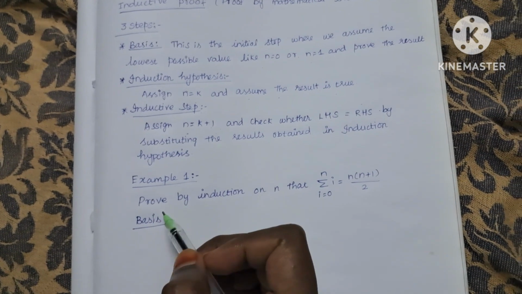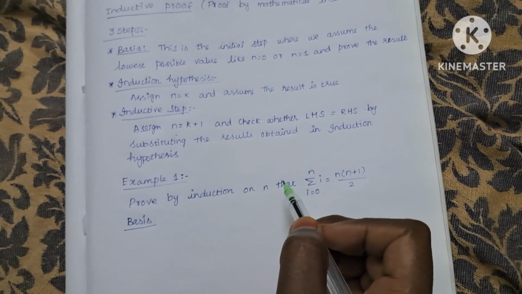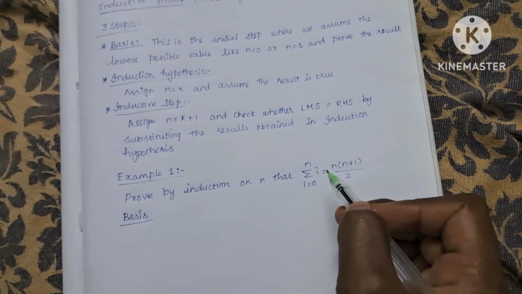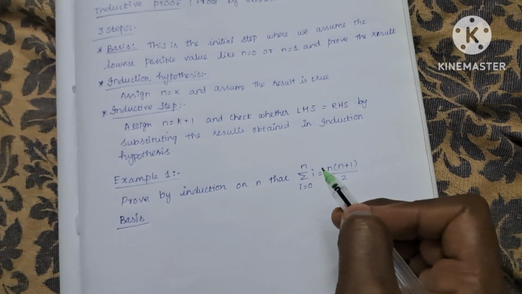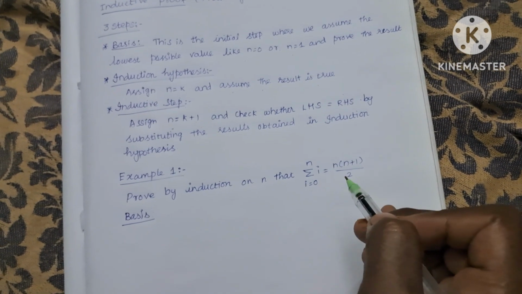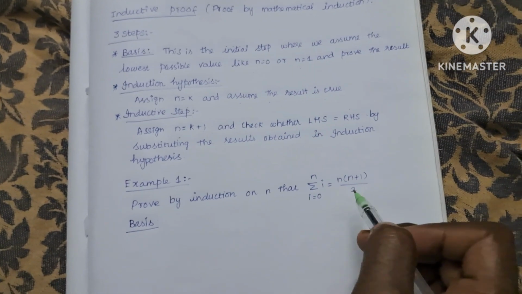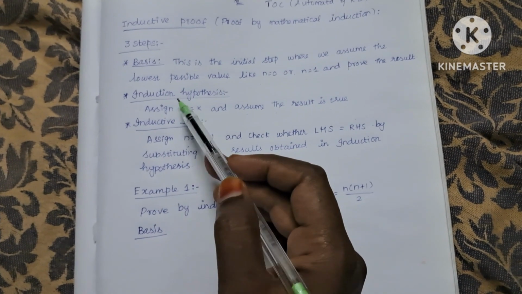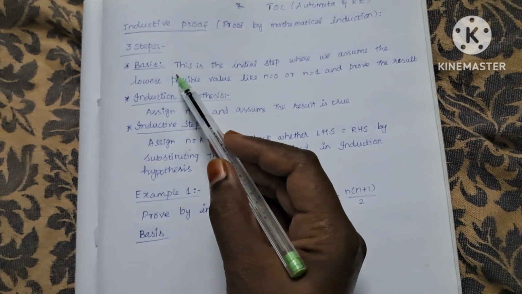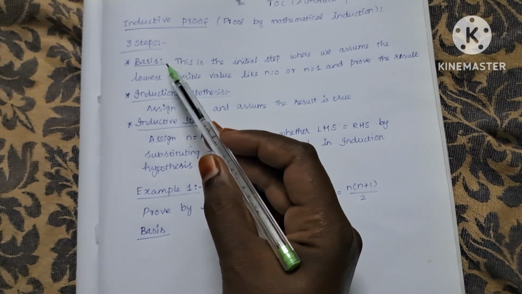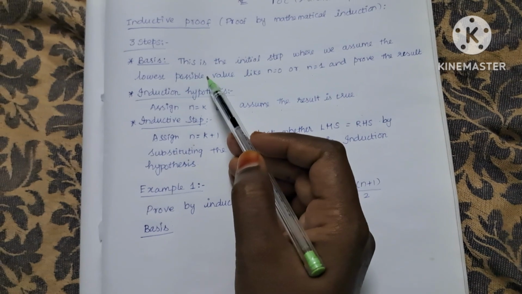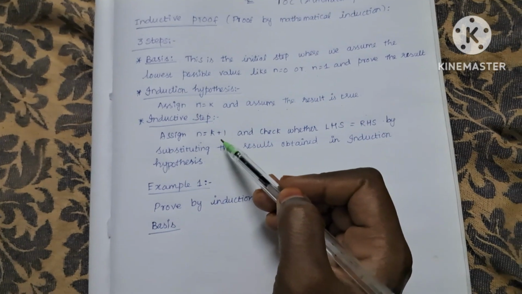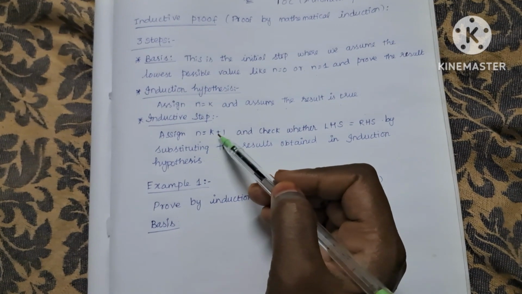For example, prove by induction on n that summation i equal to 0 to n of i equals n into n plus 1 by 2. So to prove this by induction, we need to follow these three steps: basis, induction hypothesis and inductive step. Initially we need to assign the very lowest possible value, and second we assign n equal to k, and in inductive step we assign n equal to k plus 1.